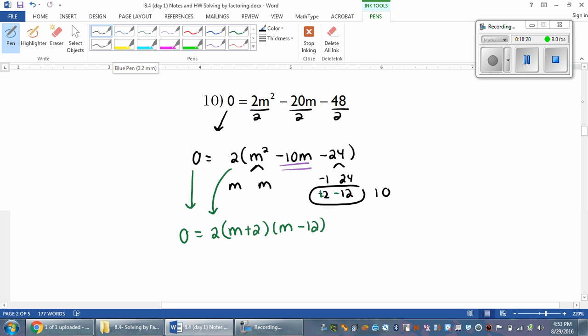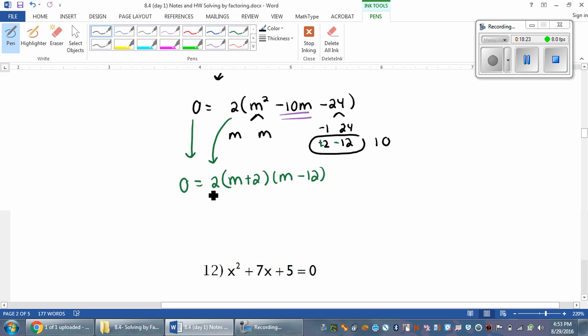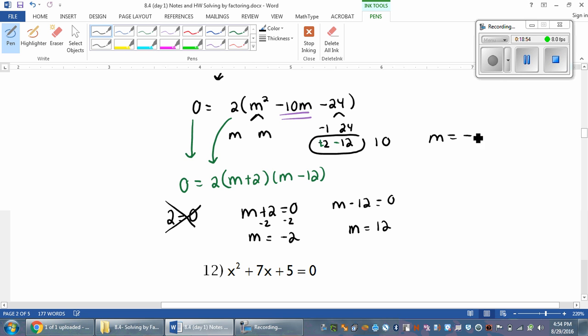All right. So, do you remember what to do with the 2? Ignore it or set it equal to 0. If you're unsure, just look. Set it equal to 0. Does that make sense? Does 2 equal 0? No. Because it doesn't have a variable, we're going to ignore it. We're just going to set m plus 2 is equal to 0 and m minus 12 is equal to 0. Here, by subtracting 2 from both sides, the first solution is m equals negative 2, and adding 12 to both sides, m is 12. So my two solutions are negative 2 and 12.